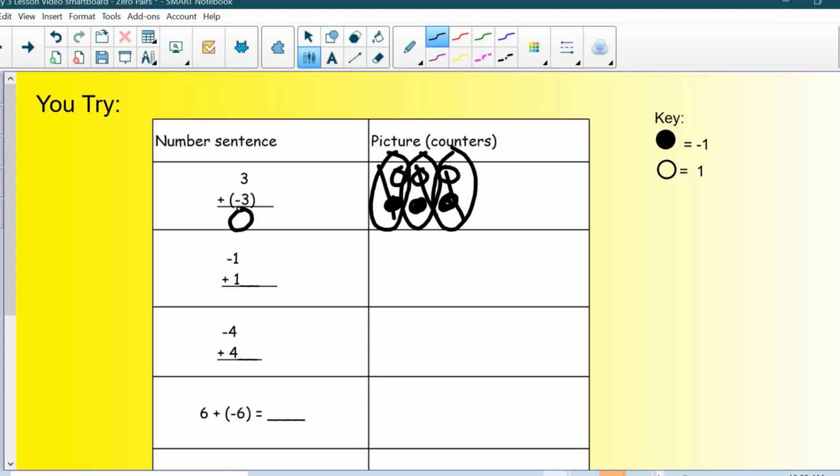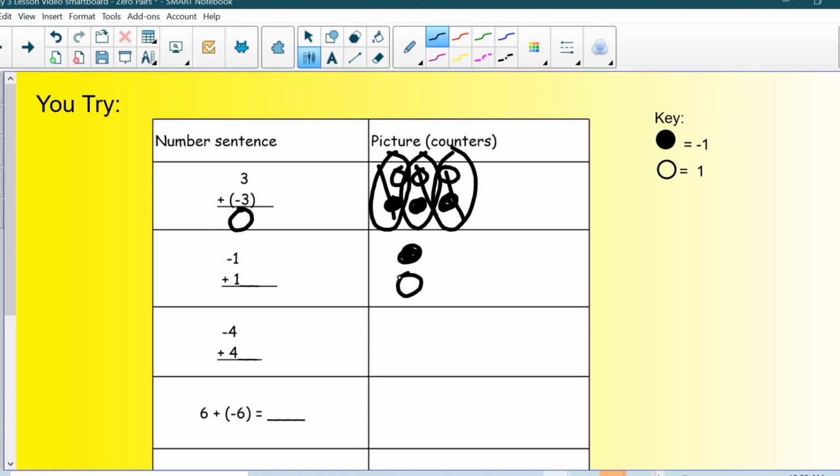Now one more that we're going to do together. So here we have -1 plus 1. So let's show that with the counters. -1 is a shaded in one, plus a positive. We're putting that on because we're adding. And what does that equal?